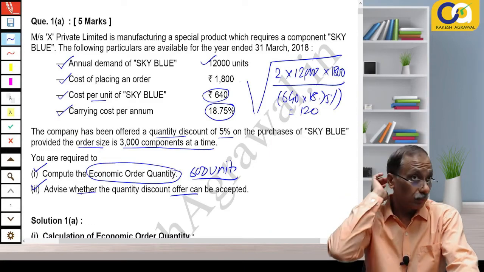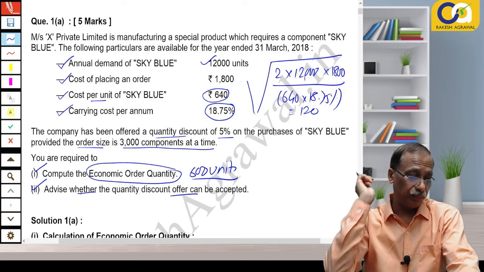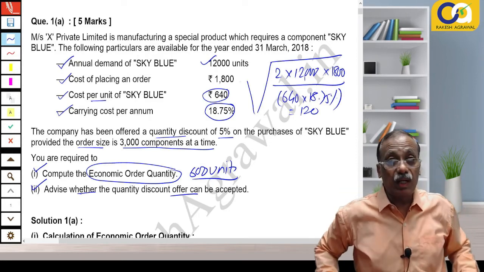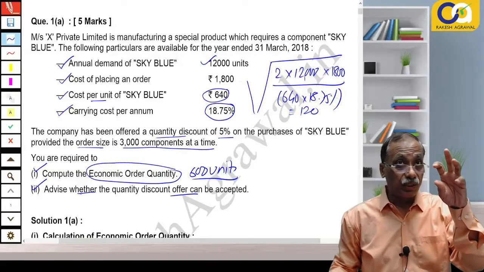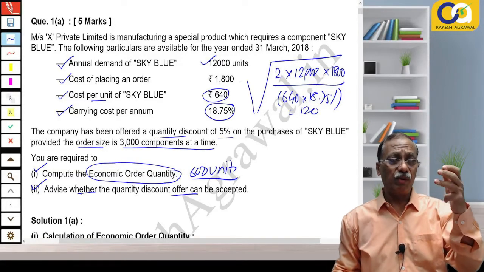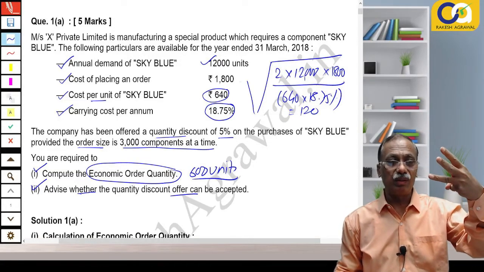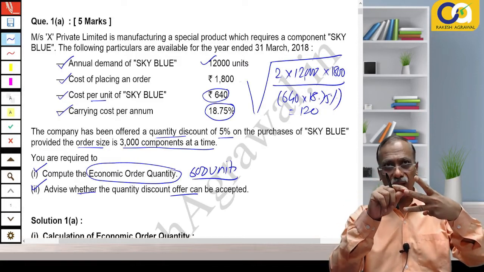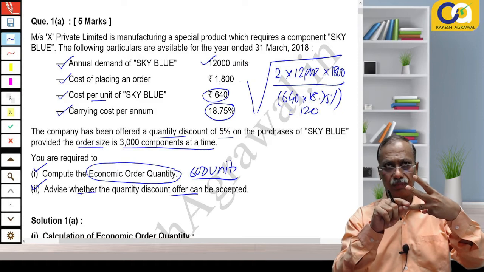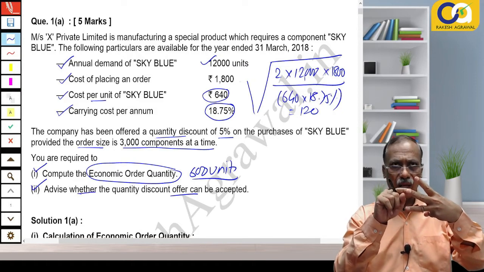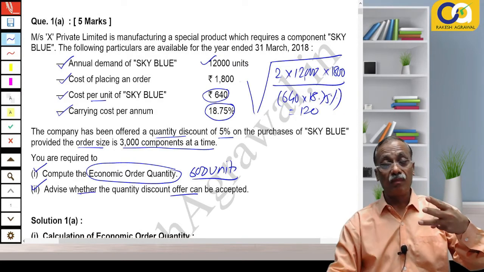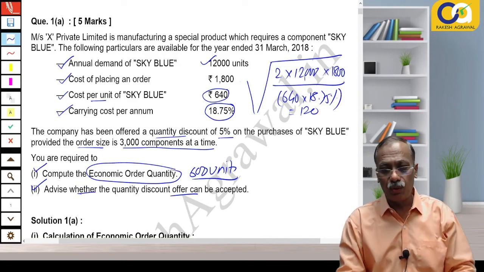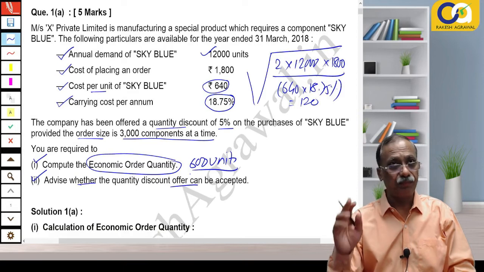Now here what we have to do, as the purchase price is changing, because you will get 5% discount, so purchase cost will also change. So you have to take the total of three costs. Which three costs? Purchase cost, carrying cost, and ordering cost. We will take the total of these three costs at EOQ, which means at 600 units.